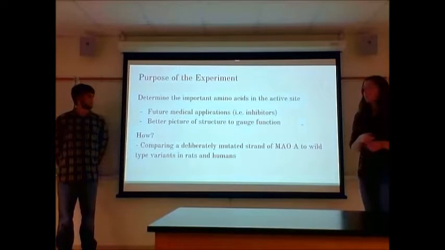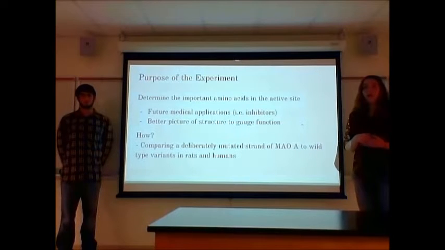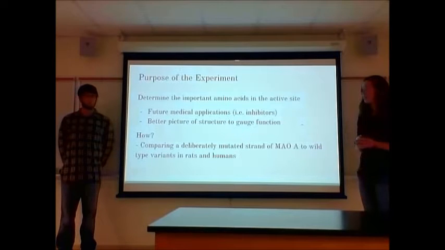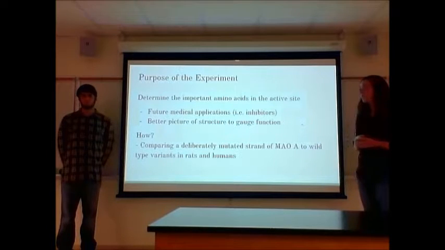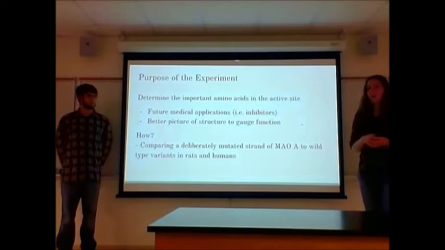Additionally, this was done to get a better picture of the structure of MAOA, to also gain a better understanding of the function of MAOA, especially considering that up until this point, they had only had a low resolution structure of MAOA in rats. Now, they determined the structure by comparing a deliberately mutated strand of MAOA to wild type MAOA in both rats and humans.